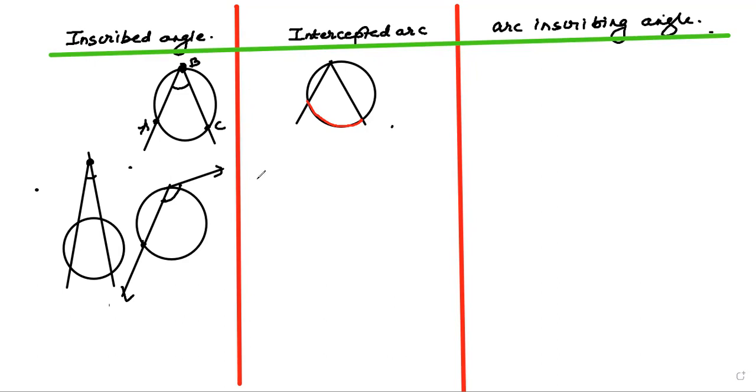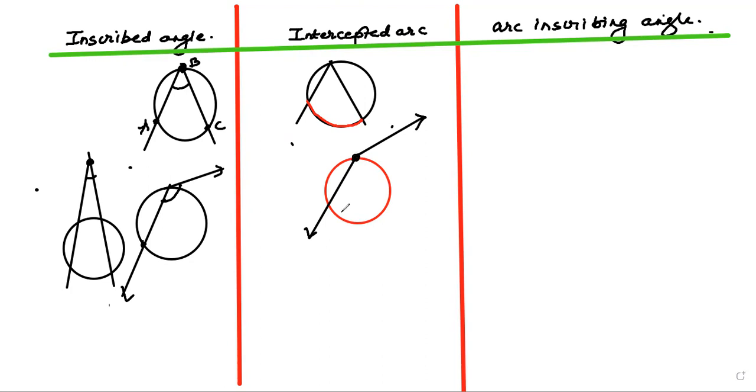Like, again, I can show you, children, one more. Like this circle, I got a red arc. Now the sides are intersecting the circle. The vertex lies on the circle, but this is not an inscribed angle, children.